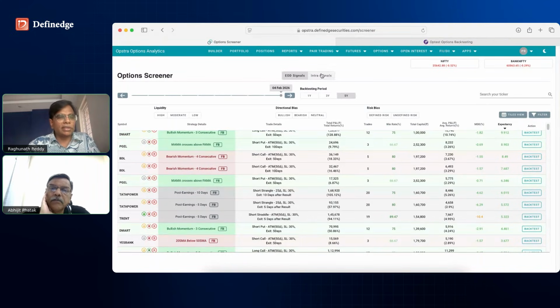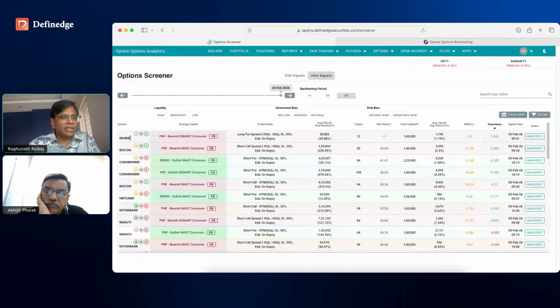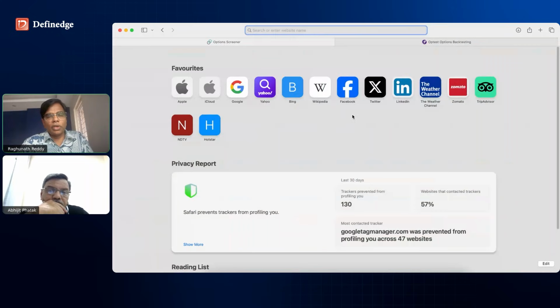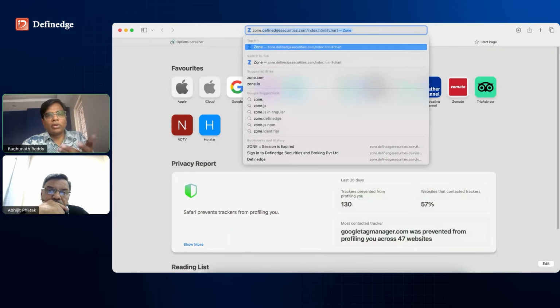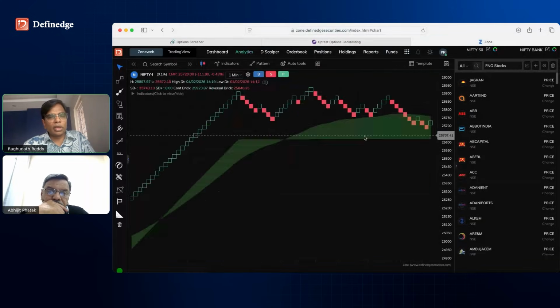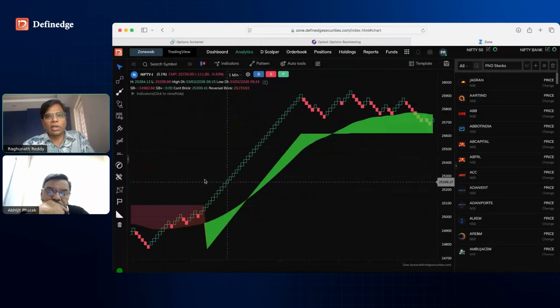Similarly, for intra signals, you obviously cannot see the chart here because we don't have direct access to PNF and Renko charts. For that, if you have a demat account, you can go to Zone and there you can get these charts directly.